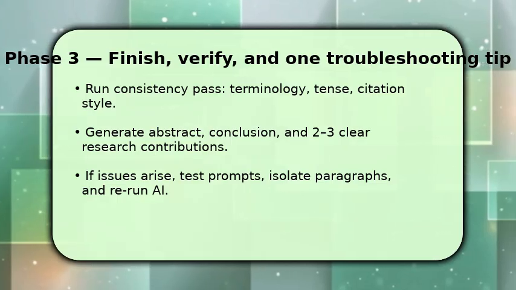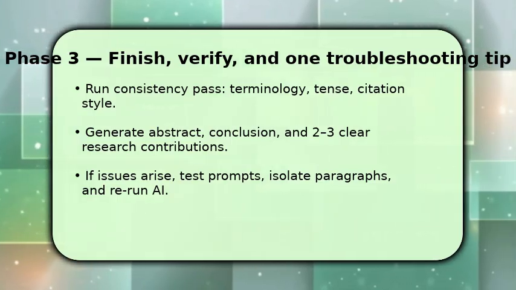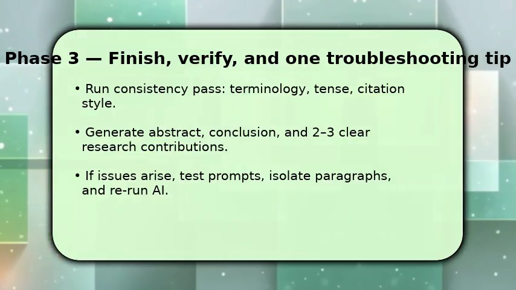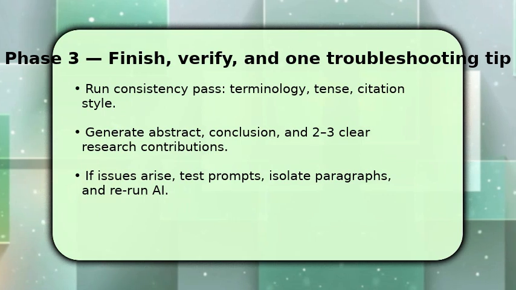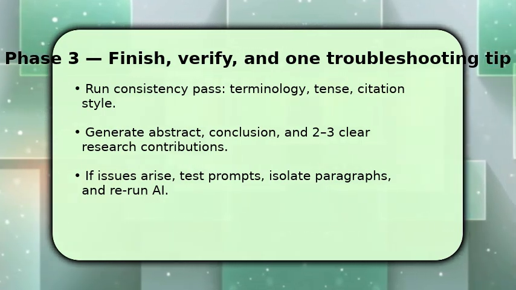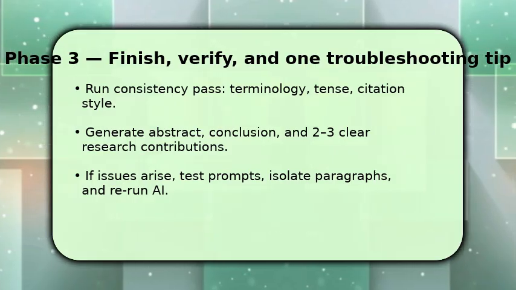State why they matter. For troubleshooting, if the AI hallucinates or contradicts sources, isolate the problematic paragraph, reprompt with exact quotes and source pages, and regenerate. If deadlines loom, prioritize fixed sections and communicate with your advisor immediately.